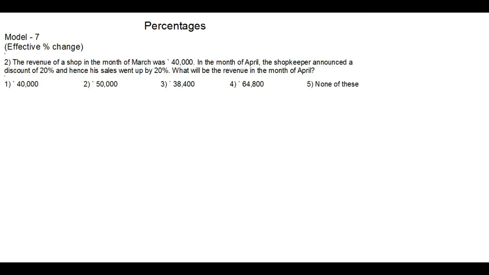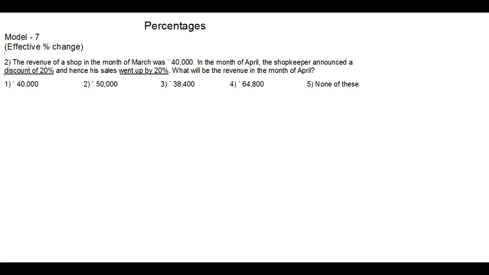Let us now take one more example based on the concept of net or effective percentage change. The question here is, the revenue of a shop in the month of March was rupees 40,000. In the month of April, the shopkeeper announced a discount of 20% and hence his sales went up by 20%. What will be the revenue in the month of April?